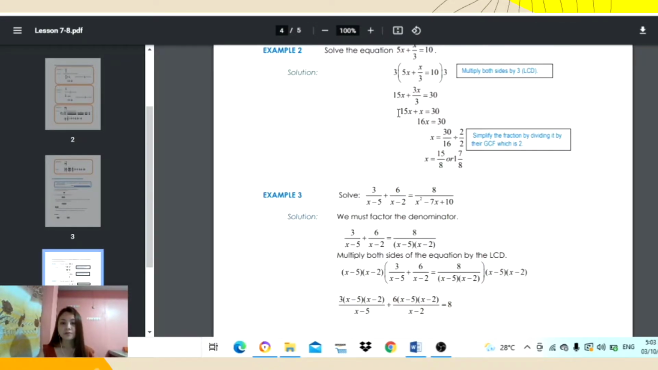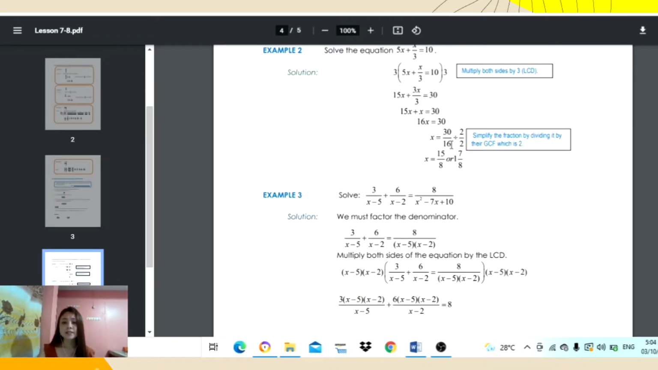Now, adding 15x plus x, meaning there are 15x plus 1x, that's 16x equals 30. Now, divide both sides by 16 since we want to isolate x. So 16x divided by 16, that's 1x or x. That's why we have x here, equals 30 divided by 16. So this is the answer.